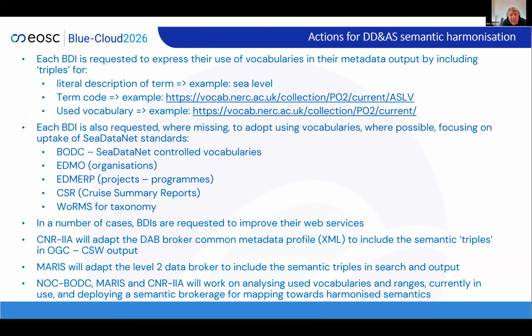In some cases, we also asked the BDIs to improve their web services, because we saw some issues there, and we are discussing with them how to improve. Then on the central level, our colleagues at CNR-IIA are doing the DAB broker, and they want to include those semantic triples in their output also. At MARIS, we will work further on this level 2 broker, so that we also include the semantic triples in our search and output. And finally, BDC will work on this semantic analyzer and the semantic brokerage, so that in the end we have more harmonized metadata using common semantics.